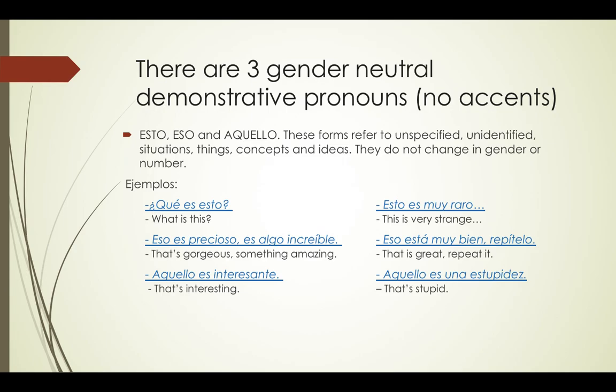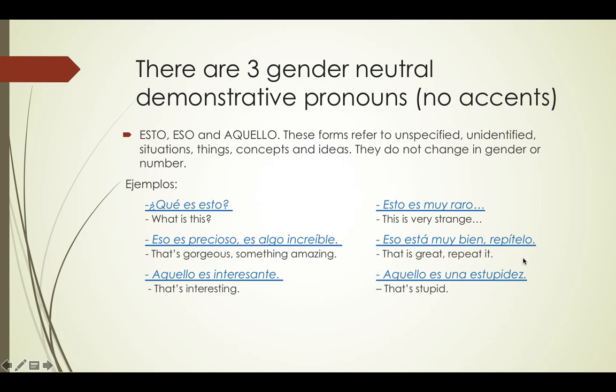So, on top of that, there are three gender-neutral demonstrative pronouns without any accents, and they are esto, eso, and aquello. These forms refer to unspecified, unidentified situations, things, concepts, and ideas. They do not change in gender or number, because we speak in general. ¿Qué es esto? What's this? Esto es muy raro. This is very strange. So this will refer to whatever situation is going on now. Eso es precioso. That's gorgeous. Es algo increíble. Something amazing.